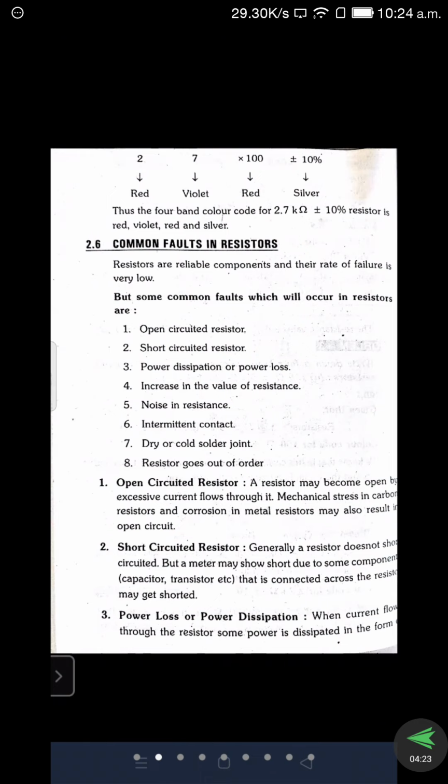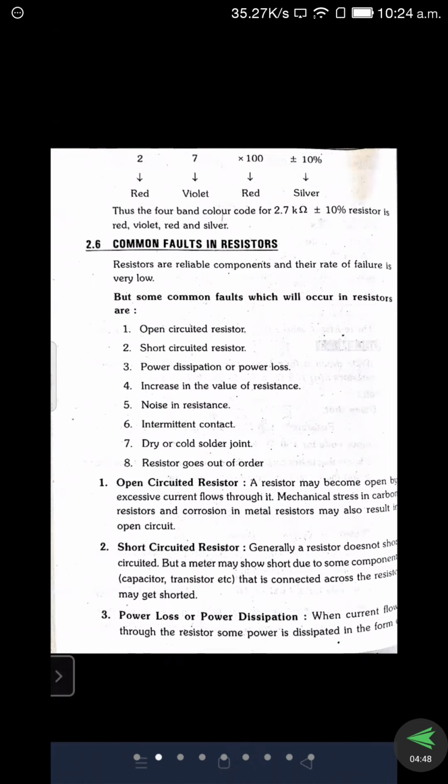Then after that we discuss common faults in a resistor. There are 8 faults that generally appear. That is open circuit resistor, short circuit, and power dissipation, also called power loss. Increase in the value of resistance, which depends upon the temperature. Noise in the resistance, which depends upon the environmental conditions. Intermediate contact while we are placing the resistor.